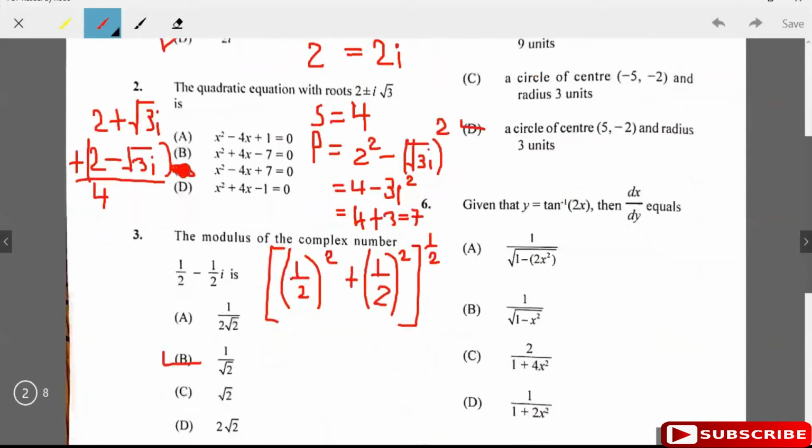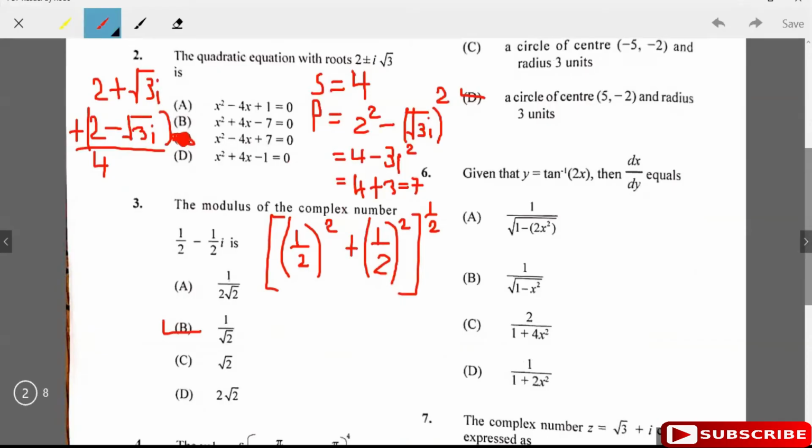Question 6. Y is equal to tan inverse of 2x. Then what is dx? But now this question is asking dx by dy. Look at the question, it asks for dx by dy. So CXC, you want to mash up some people in the examiner. You know them people that you want to mash up. So look how easy I can do this.